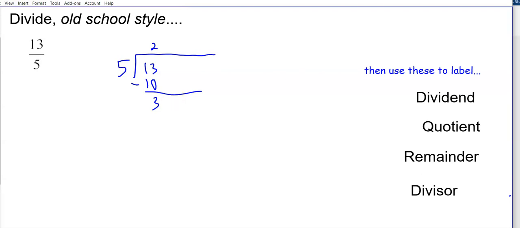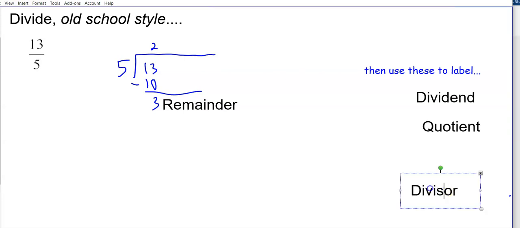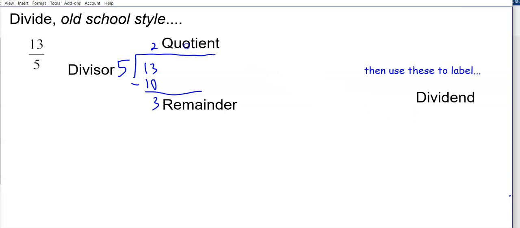This one's probably the easiest. The 3 is your remainder, if you remember. The divisor is what we divide by, so the divisor would be 5. The quotient is kind of like our answer minus the remainder, so 2 is our quotient. The dividend is probably the hardest to remember: it's the number we're dividing into parts. So the dividend. Okay, that idea is important because I want you to write this down in your notes.